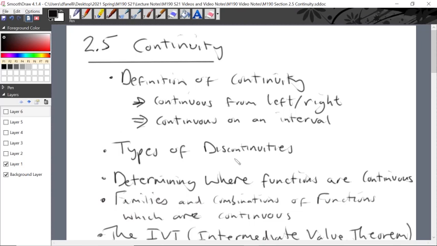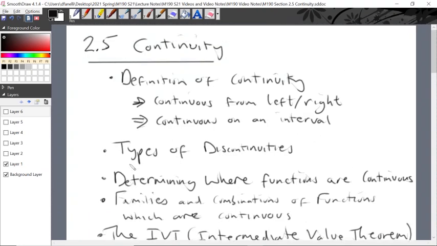What are the types of discontinuities? We've already addressed that previously. There are three types of discontinuities that we have seen before: removable, jump, and infinite discontinuities. How can we more precisely discuss the discontinuities within the context of the definition of continuity?